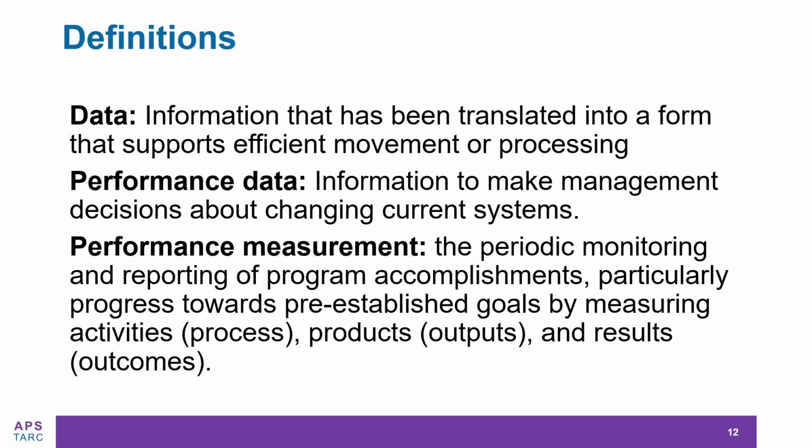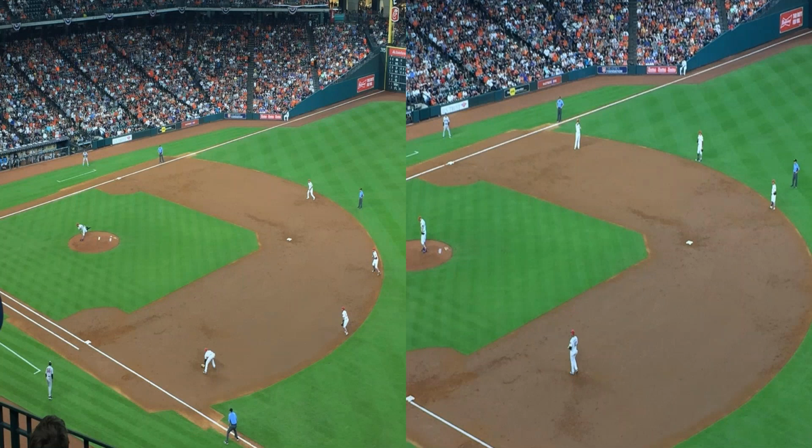They are focused on the ongoing monitoring and reporting of program accomplishments, particularly any progress towards your pre-established goals. It's typically conducted by a program or agency management. And so performance measures may address the type or level of program activities that you're conducting. What's your process, in other words? The direct products and services delivered by the program, we usually call these outputs, and or the results of those products and services, and we call those outcomes.